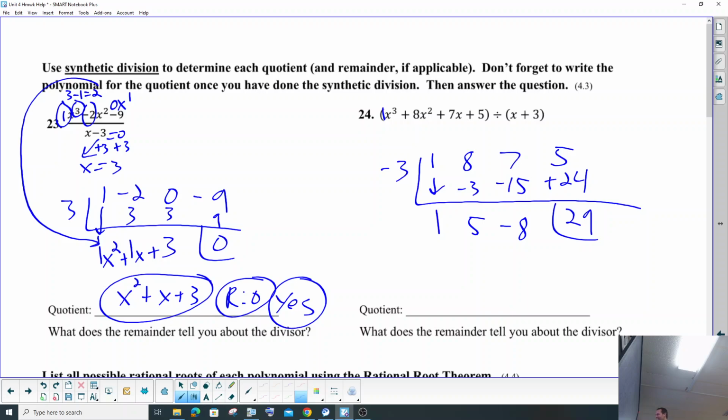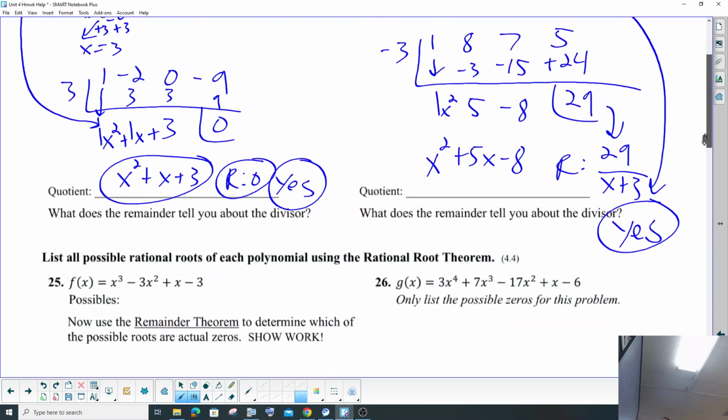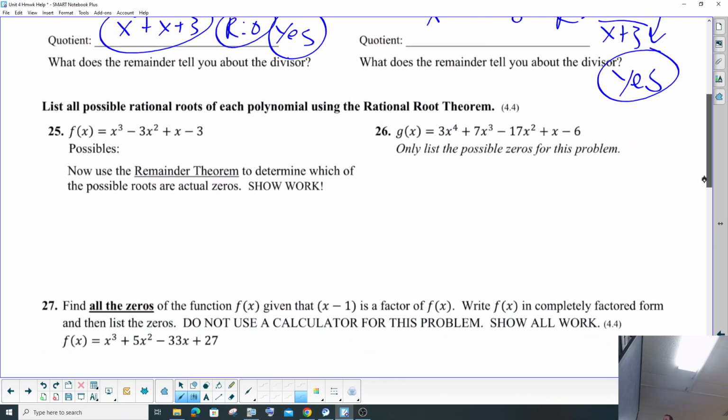Remember, it's 1 power less. So that's going to be 1x squared plus 5x minus 8 with the remainder of 29 over the divisor. Remainder over divisor. And yes, it is a factor.